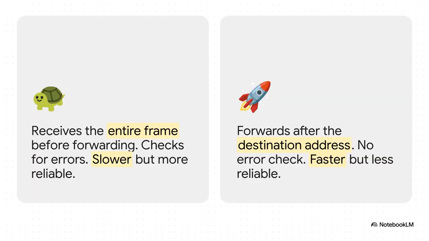Okay, before we get into the nitty-gritty, a quick detour on how switches actually think. They have 2 main modes, a slower, more reliable one that checks all the data for errors, and a much faster one that doesn't. Just about every modern switch uses that faster cut-through mode by default to keep things speedy. Okay, back to our defenses.